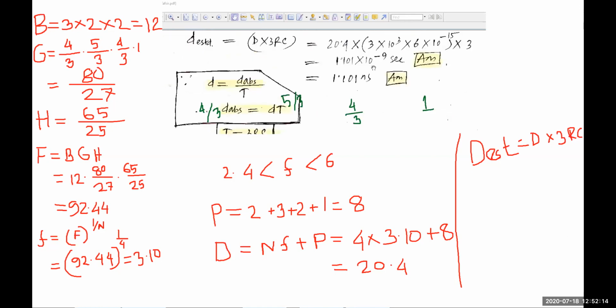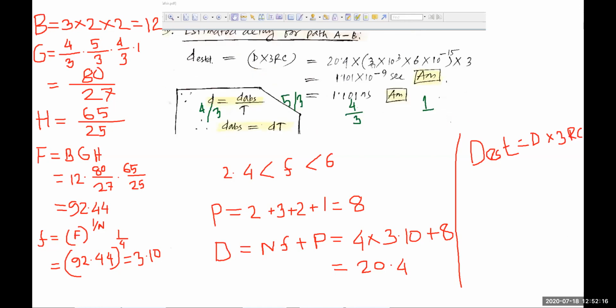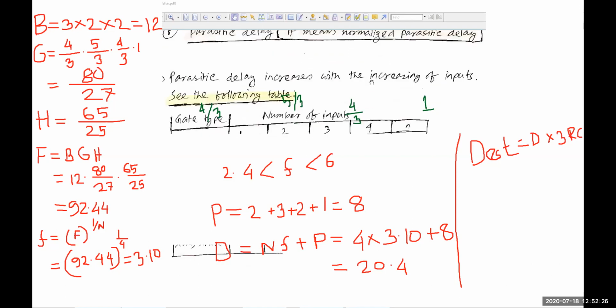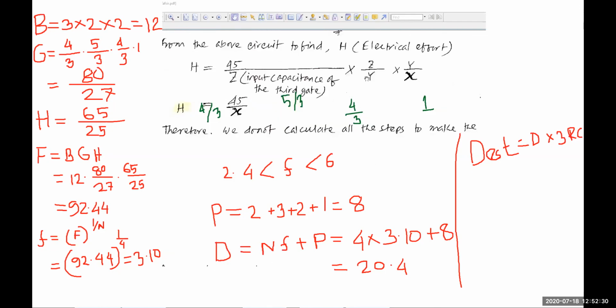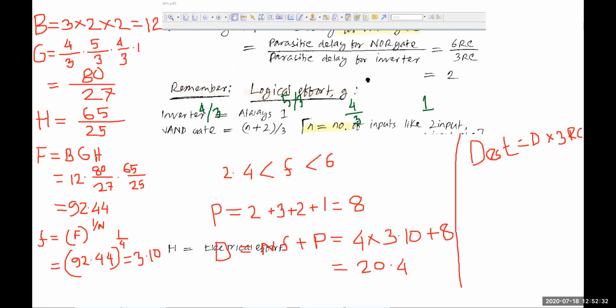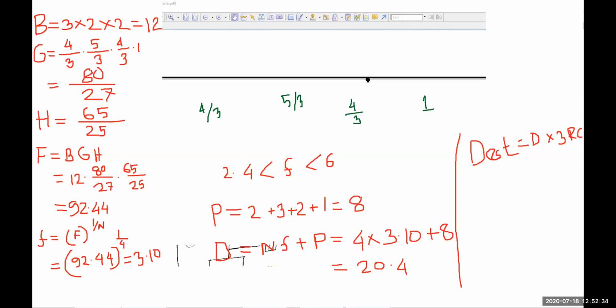What is the mistake? Here, 3 kilo ohm and 6 femtofarad are used, although the question said 2.5 and 5.5, right? So we will use 2.5 and 5.5, no problem. Let's get back.